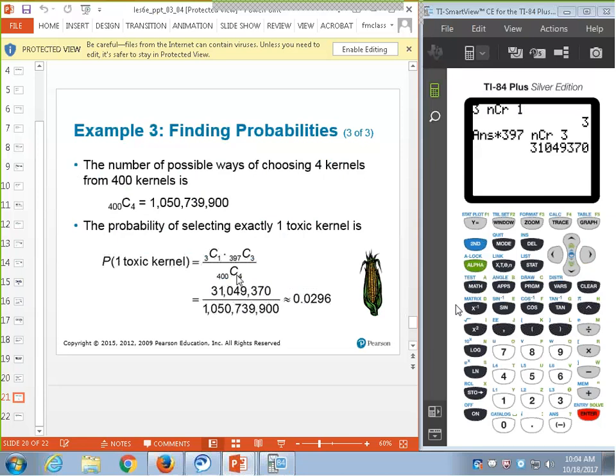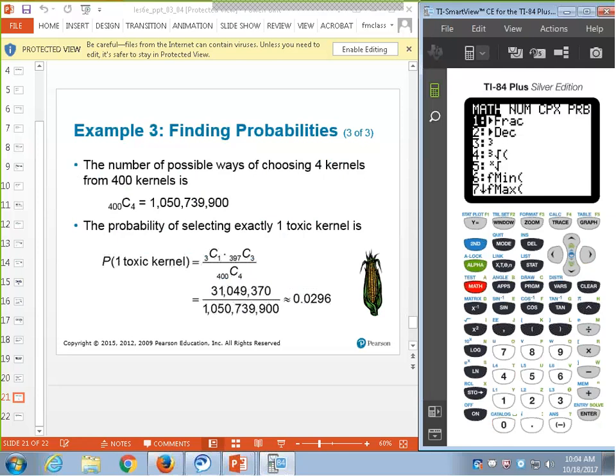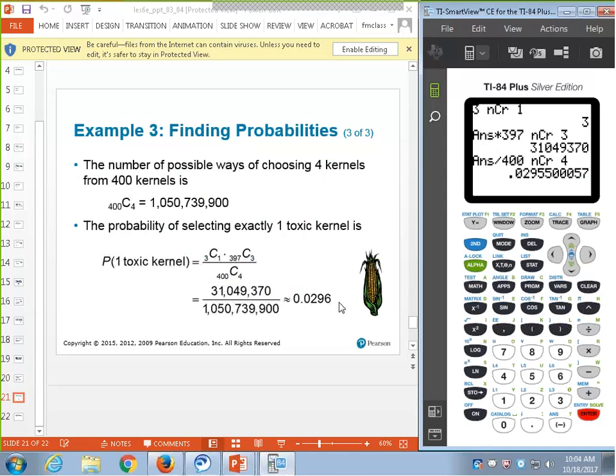Yeah, the 400C4, right? So divided by 400 math probability. You can do each one separately if you want. C4, and there's your 0.0296. So if you think of percent, you got about a 3% chance, right? 0.029 would be 0.03, which is about 3%.